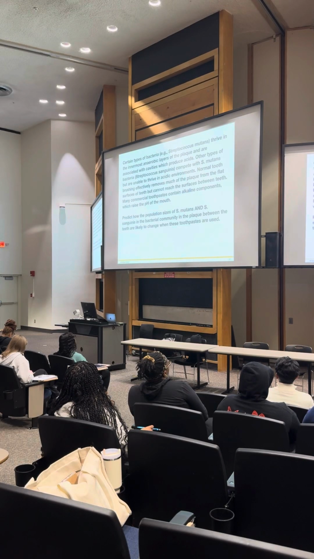So, with all that information, can you predict how the population sizes of S mutans and S sanguinus in the bacterial community in the plaque between the teeth are likely to change when these toothpastes are used? Okay. So go back up, figure this out, talk to somebody next to you or behind you or in front of you, that's fine. I want you to figure out how the alkaline toothpaste affects the population sizes of these two different kinds of bacteria.